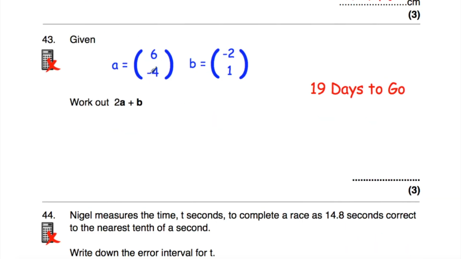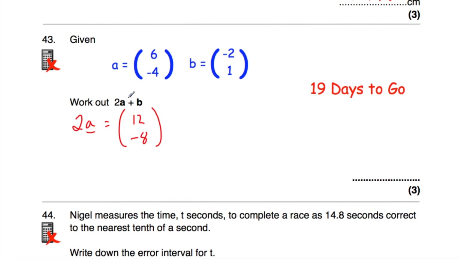Okay, let's look at our next question, question number 43. So question number 43 is in column vectors, and we want to work out 2a plus b. So let's find 2a. So 2a would be equal to, doubling these, would give us 12 minus 8. So 2a is equal to 12 minus 8, just doubling both of these.